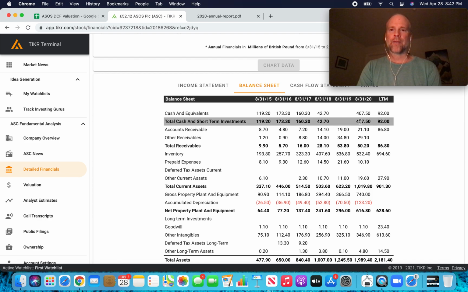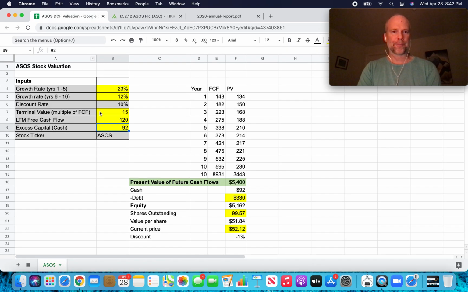And you can see there's a big difference here. That difference is the cash that was used for that acquisition. So we're all square there. We get 92 million in cash, which I put here, and that automatically drops down to right here.